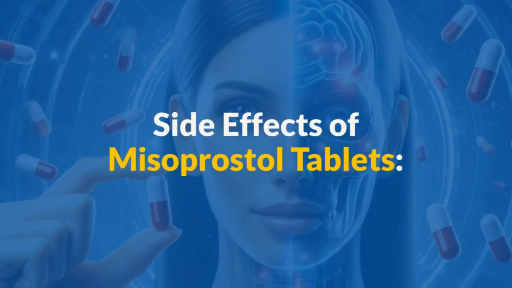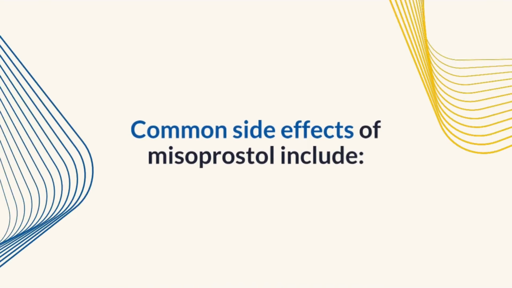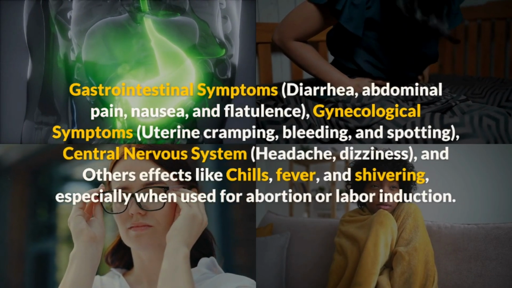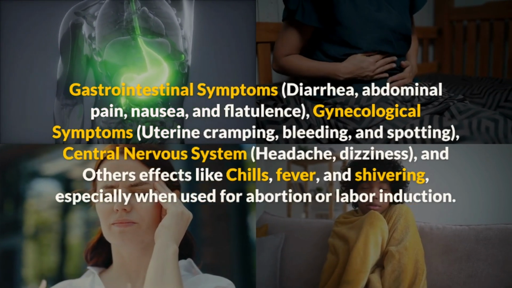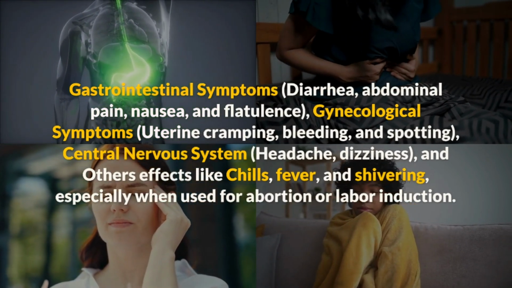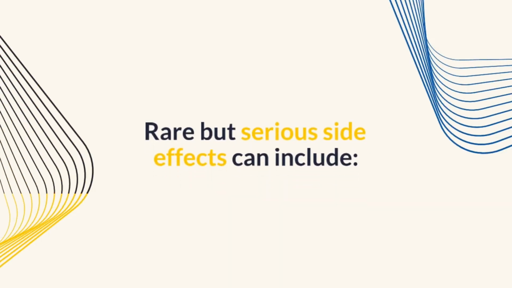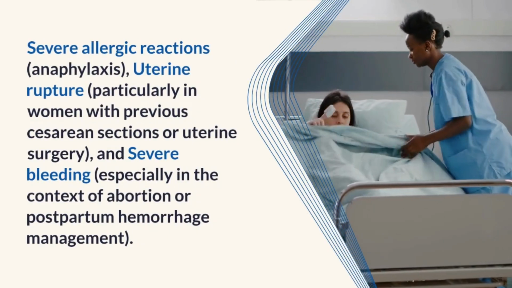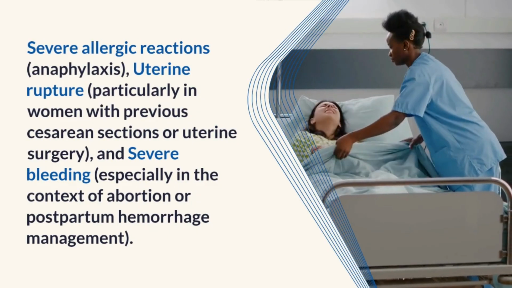Next, side effects of misoprostol tablets. Common side effects of misoprostol include gastrointestinal symptoms, gynecological symptoms, central nervous system effects, and other effects like chills, fever, and shivering, especially when used for abortion or labor induction. Rare but serious side effects can include severe allergic reactions, uterine rupture, and severe bleeding.